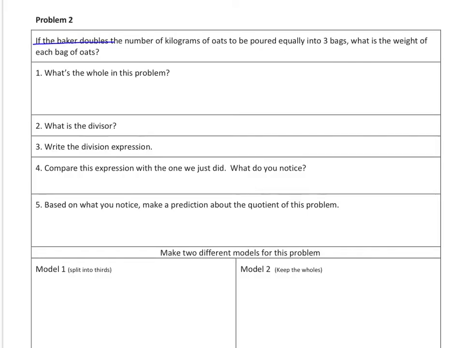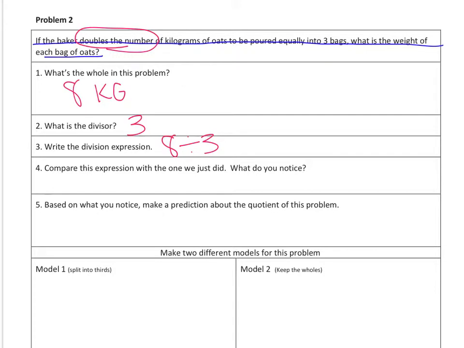Now, if the baker doubles the number of kilograms of oats to be poured into 3 bags, what's the weight of each bag of oats? So what's the whole that we're dividing? Well, it says the baker doubles the number. So we had 4. If we double 4, we get 8. So the whole is 8 kilograms, and the divisor is 3 for the 3 bags. So our division expression is 8 divided by 3.